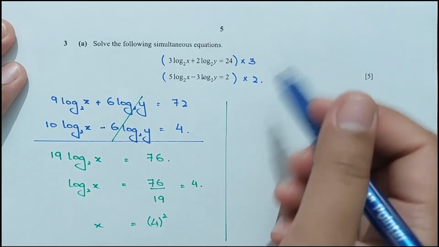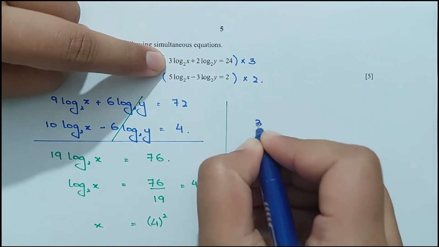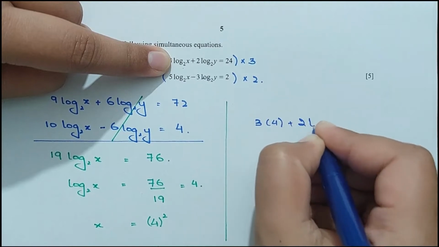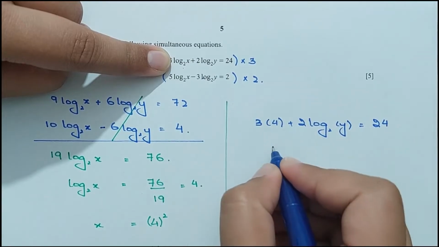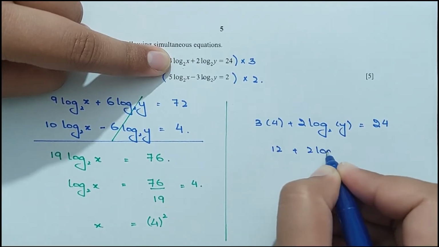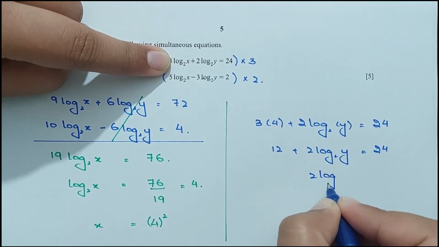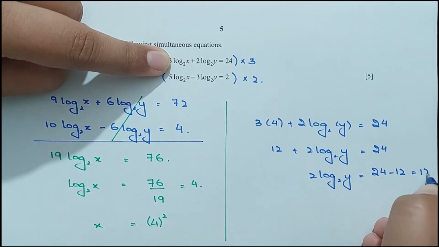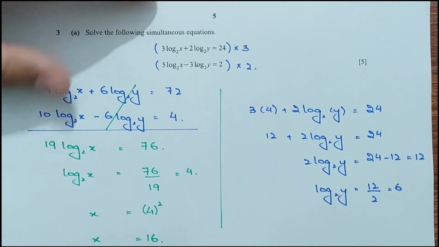So we have x, so log 2x is 4, so substitute into the first equation: 3 log 2x, this is 3 times 4, plus 2 log 2y equals 24. 3 times 4 is 12 plus 2 log 2y is 24. 2 log 2y is 24 minus 12, this is 12. So log 2y is 12 over 2, which is equal to 6, right?